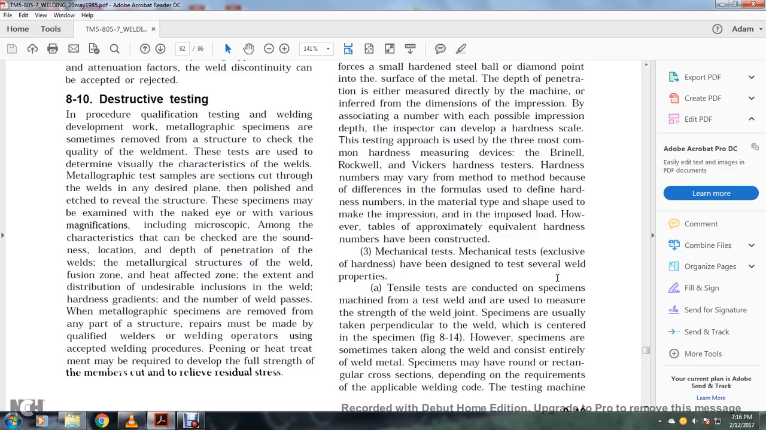Tensile tests are conducted with specimens machined for the test of the weld. They are used to measure the strength of the weld joint, and the specimens are usually taken perpendicular to the weld, which is at the center of the specimen. However, the specimens are sometimes taken along the weld, consisting entirely of weld metal. Specimens may have a round or rectangular cross-section depending on the requirements of the applicable welding code.